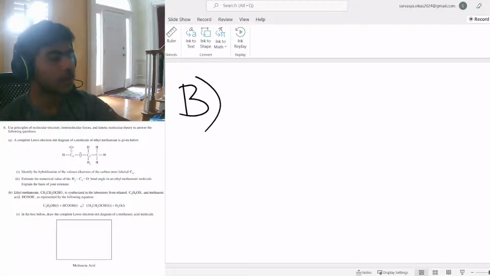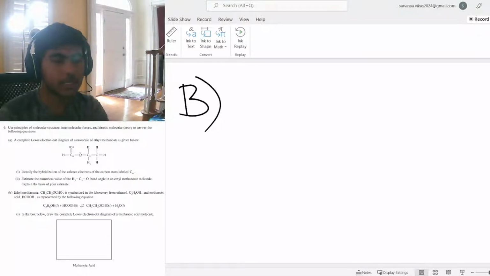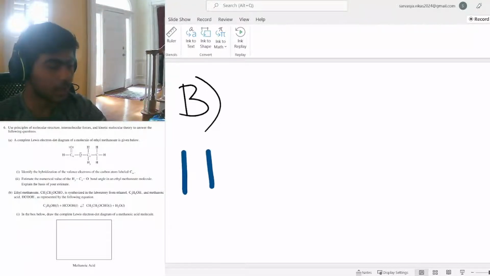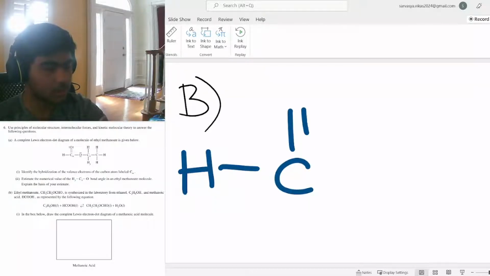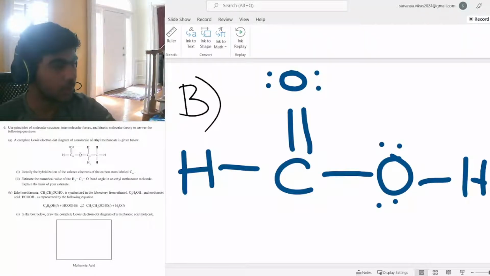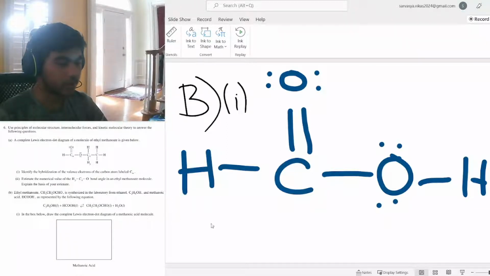The methanoic acid is what? Acid is HCOOH. Well, this is going to be a carboxylic acid. So we have C here, double bonded to the O, and then connected to this O, and connected to another H. And that's going to be part 1 of B. Alright, let's move on to part 2 of this question.